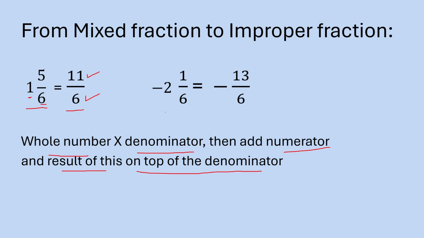Now the next example, -2 and 1 divided by 6. As we know, 2 multiplied by 6 is equal to 12, plus 1 is equal to 13. So the final value is 13/6. Here the denominator will remain the same. Here the value is negative, so the final value is also negative.